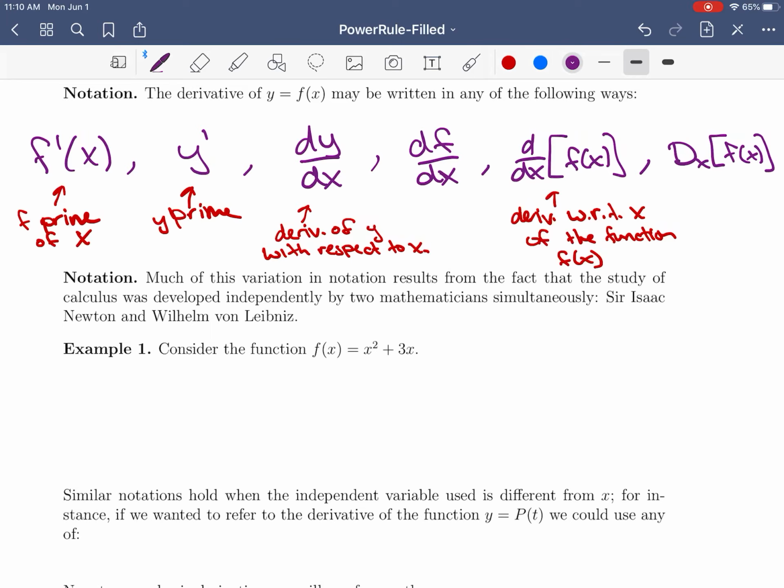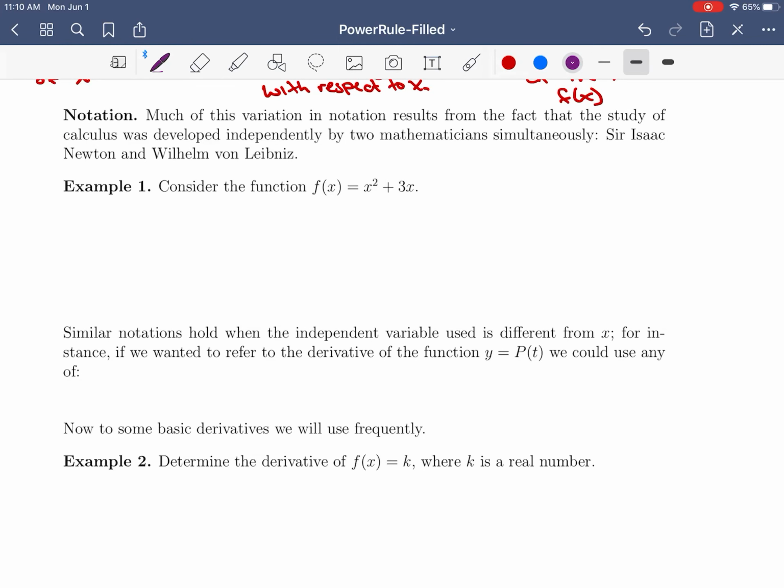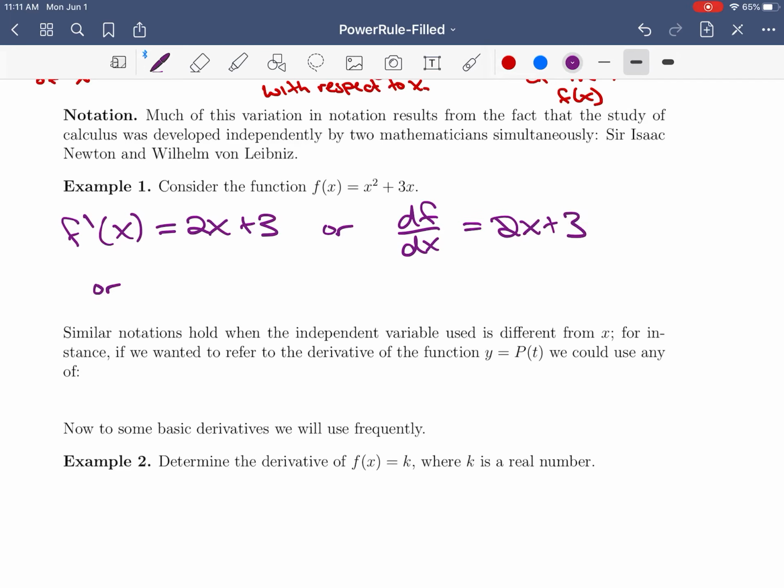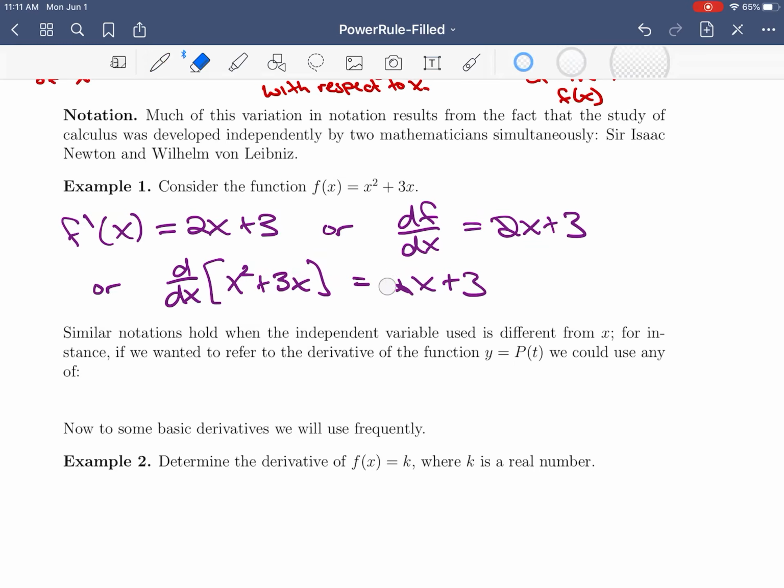Just to give an example of how we use this, in the last video we took the derivative of x squared plus 3x. We saw that f prime of x was 2x plus 3. We might also write df dx equals 2x plus 3. Or we might write d by dx of the function x squared plus 3x equals 2x plus 3. Those are all different ways to write the exact same thing. So that's how they're used.